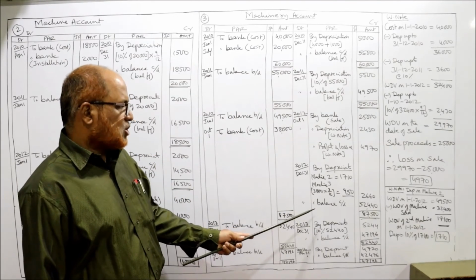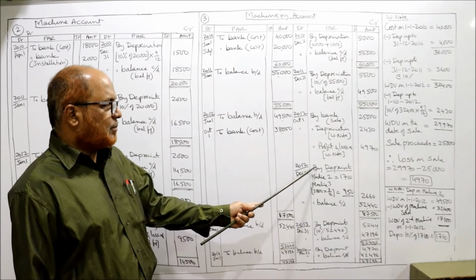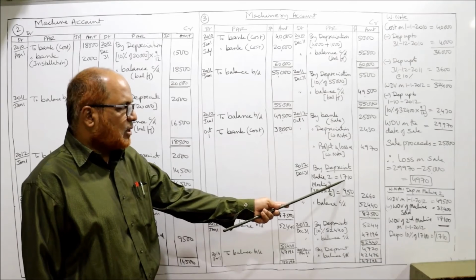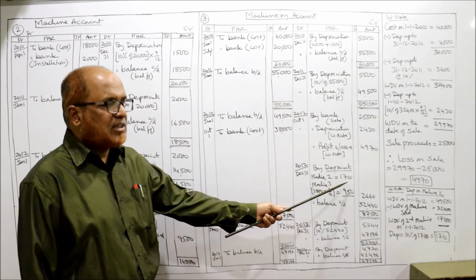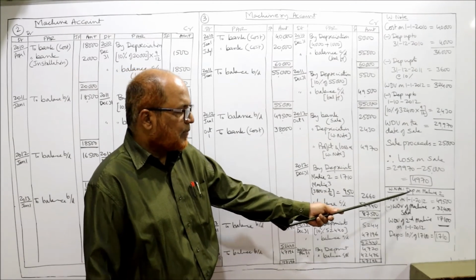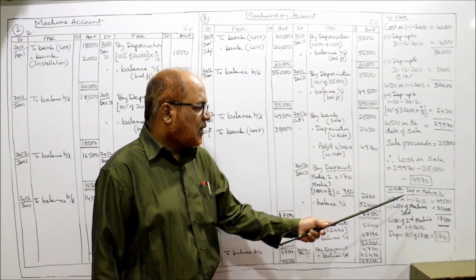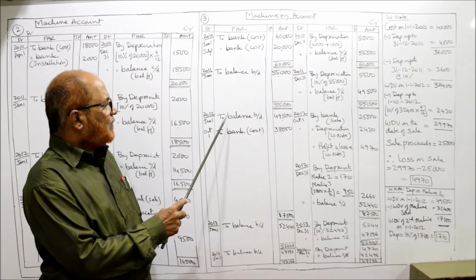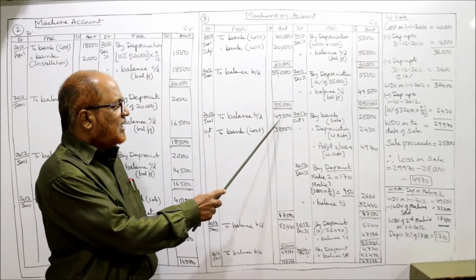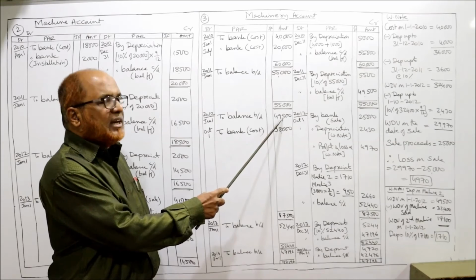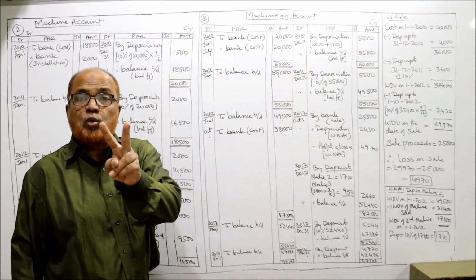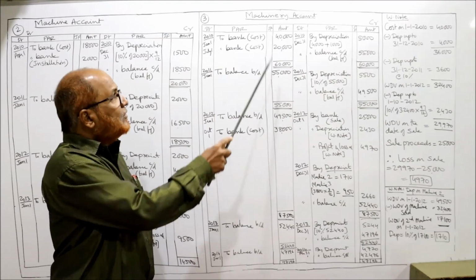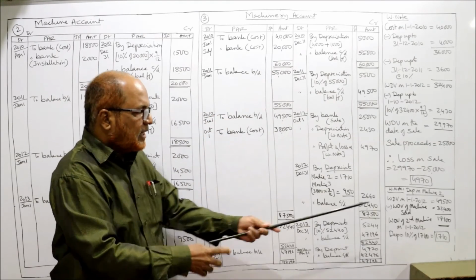So 2012 December 31st, by depreciation, machine number 2, 1,710. How did we get 1,710? In working note number 2 I have shown. Depreciation on machine 2. WDV on 1st January 2012 is 49,500. This 49,500 is the WDV of 2 machines, first machine as well as second machine. Both the machines, the WDV is 49,500.